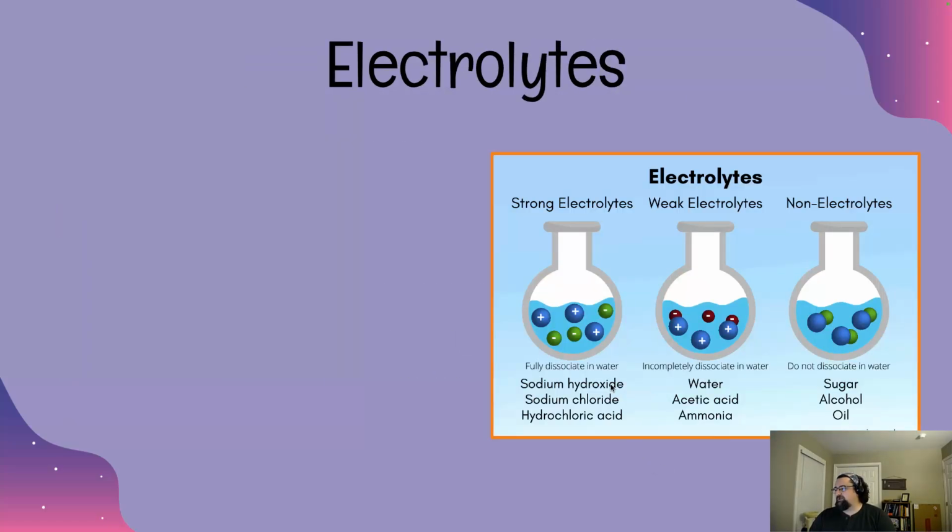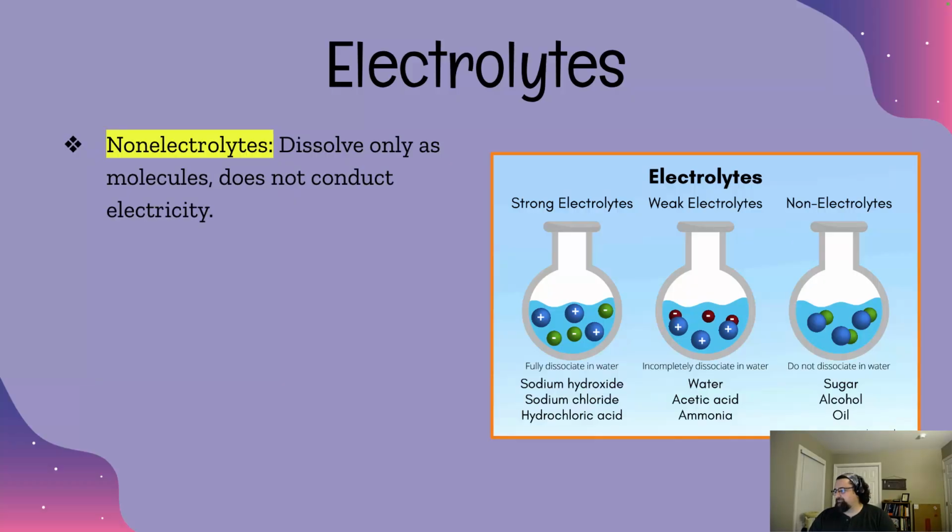Okay, and so now we have electrolytes. With our electrolytes, we're going to talk about three different things. The first would be a non-electrolyte. It dissolves only as a molecule and does not conduct electricity. The thing that's going to go into solution here is dissolving, but it is not dissociating. So it's not like the sodium chloride that breaks up. It is staying whole as a molecule. There is no dissociation. Therefore, there are no charges in solution.